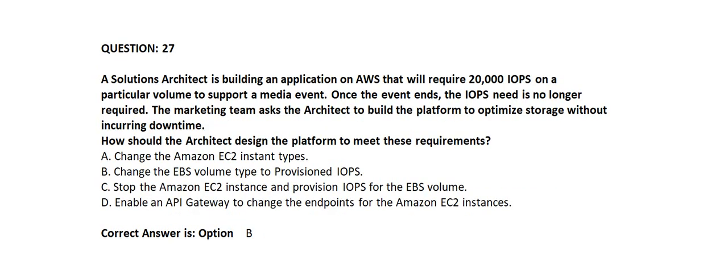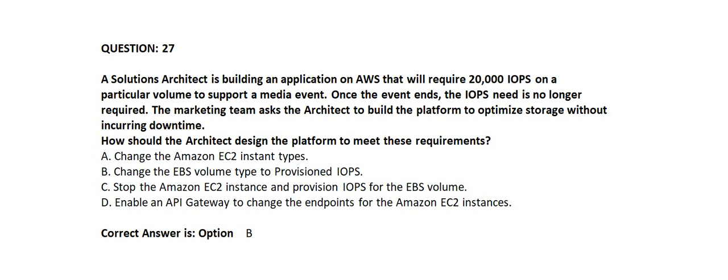Question number 27. A solutions architect is building an application on AWS that will require 20,000 IOPS on a particular volume to support a media event. Once the event ends, the IOPS need is no longer required. The marketing team asks the architect to build the platform to optimize storage without incurring downtime. How should the architect design the platform to meet these requirements?